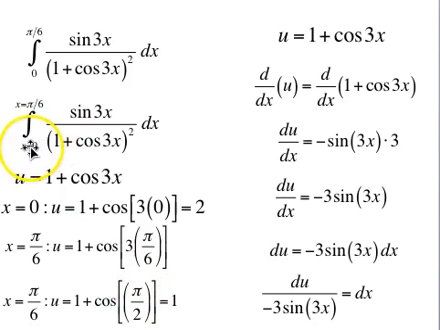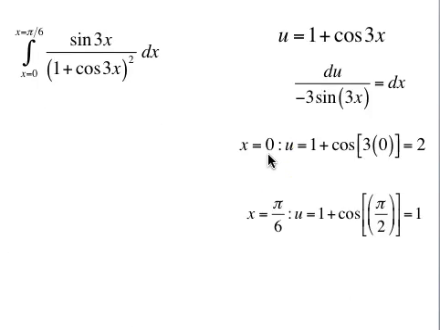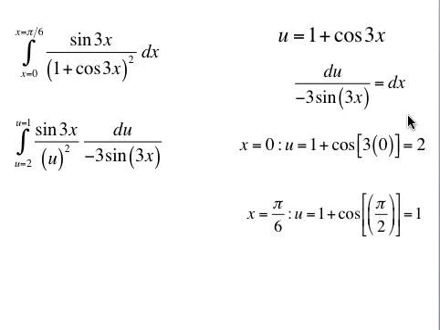My lower endpoint is 2. My upper endpoint is 1. Normally speaking, we prefer to have the lower number on the bottom. But this is what we have. Here's u. Lower endpoint is 2. Upper endpoint is 1. And here is what I'm going to substitute for dx. Sine 3x stays upstairs. Bottom is u squared. And then du over negative 3 sine 3x is what we have for dx here. And you'll notice the sine 3x's go away.